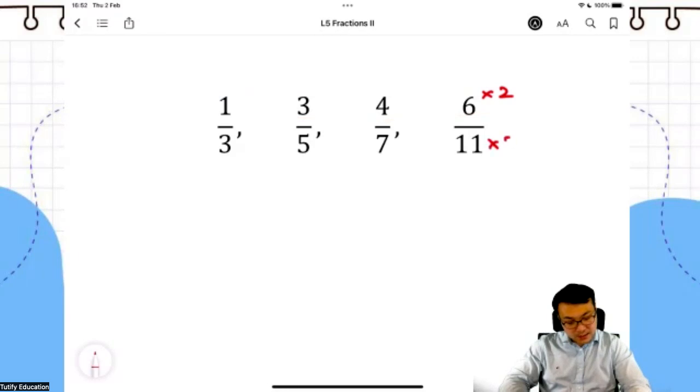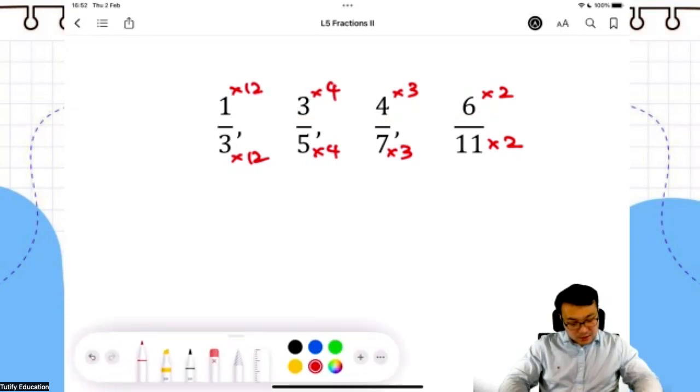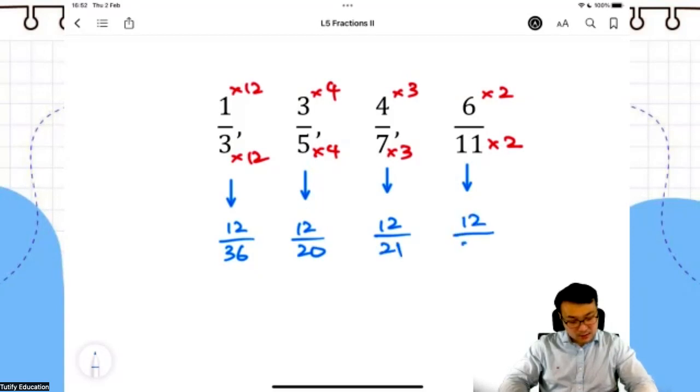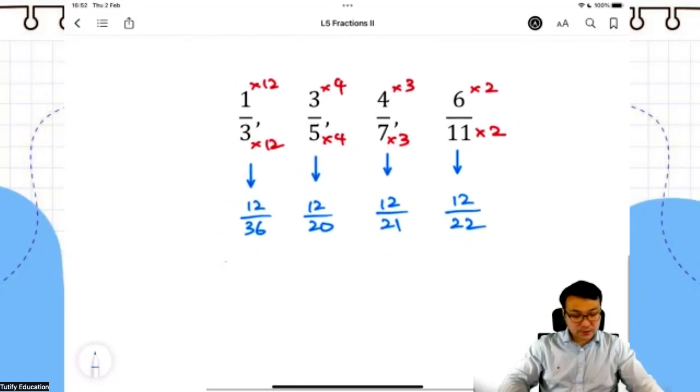So I times 2 to become 12. This times 3 to become 12. Times 4 to become 12. Times 12 to become 12. So we now know that the numerator is all going to be the same, okay? So let's write down the new fractions that we have. All the numerators are going to be 12, but the denominators are different. Okay? So now that I've changed the numerator and all of them are the same, what should we do, Yuzia?